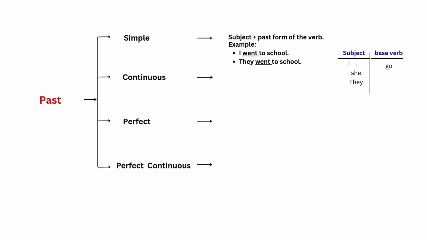They went to school. Here, they is the subject. Went is the past form of the verb go. To school is the object.